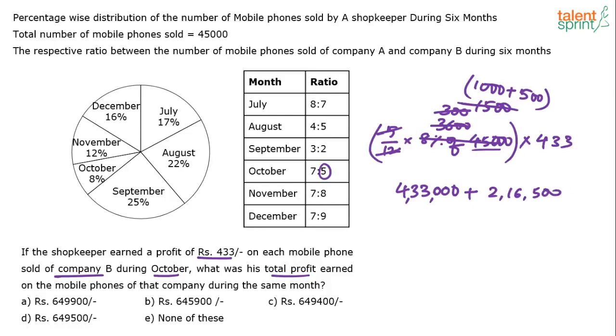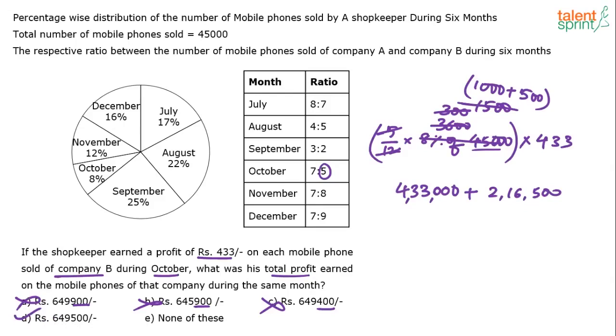Now for sure I know that the answer should end with 500. If you look at it, 3 zeros and 500. The answer should end with 500. So option A, option B, option C get eliminated. It should either be option D or none of these. Complete the calculation. 4 lakhs and 2 lakhs, 6 lakhs, 33,000 and 16,000, 49,000 and 500. So 6 lakhs 49,500, option D.